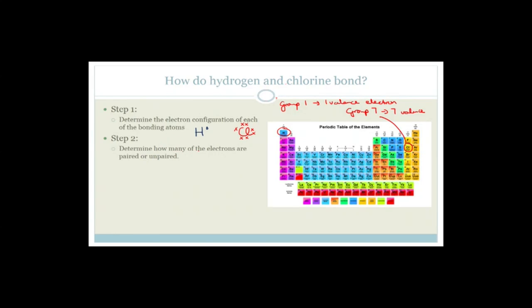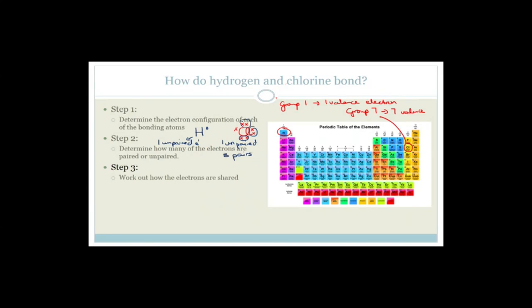Next it says determine how many of the electrons are paired and unpaired. Do you agree that hydrogen's got just one unpaired electron? Chlorine has got one unpaired electron and it's got three other pairs, three pairs. And then what you need to do is work on how the electrons are shared.